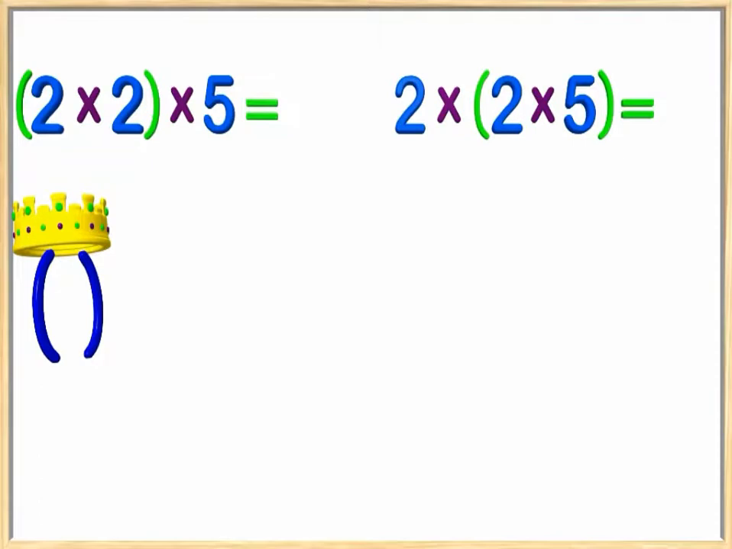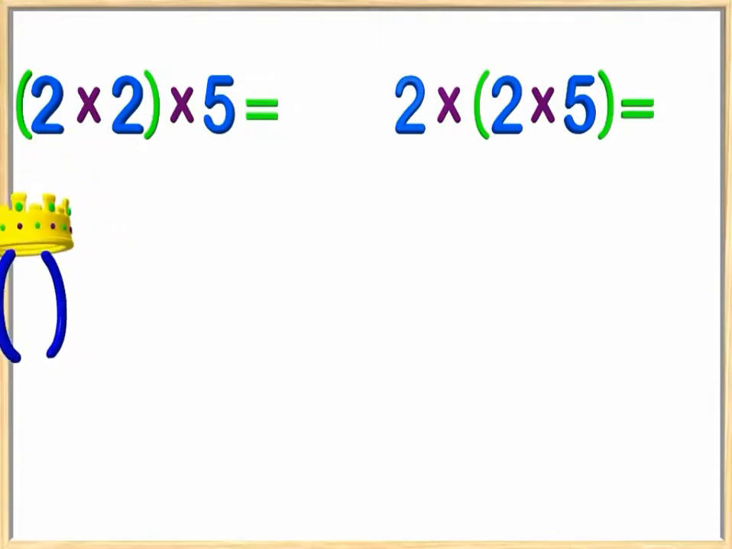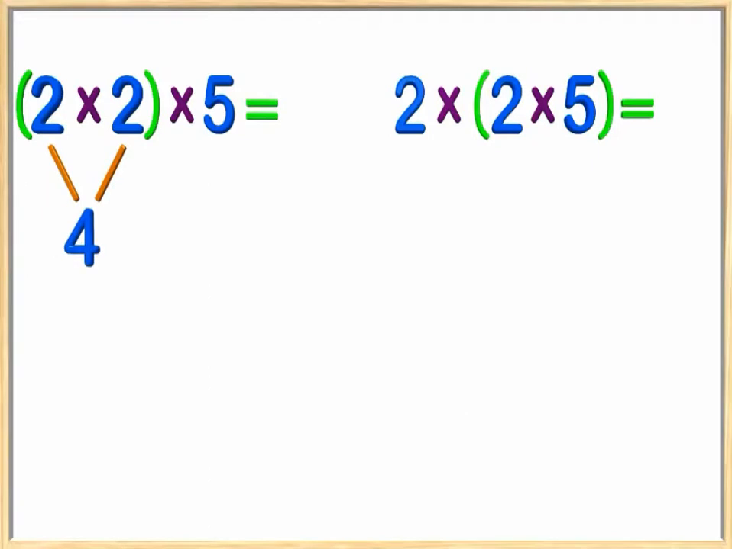Thank you, King Parentheses. We will start with the problem on the left. Remember, the king goes first, so let's multiply 2 by 2. We get 4, and now all we have left to do is multiply 4 by the last number, which is 5. What is 4 times 5? If you said 20, you are correct.